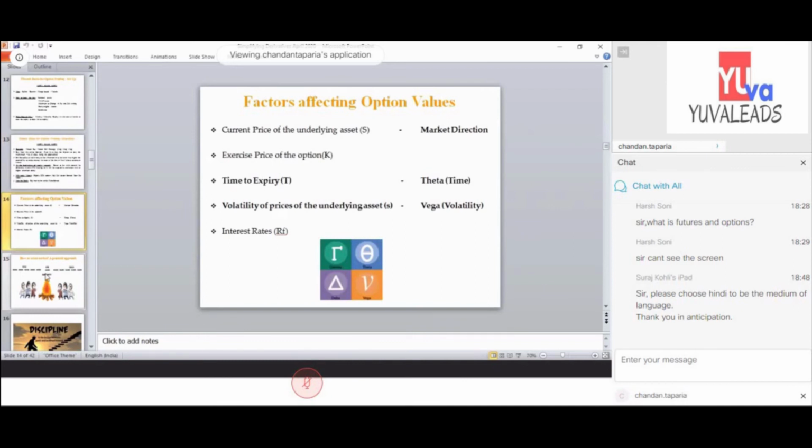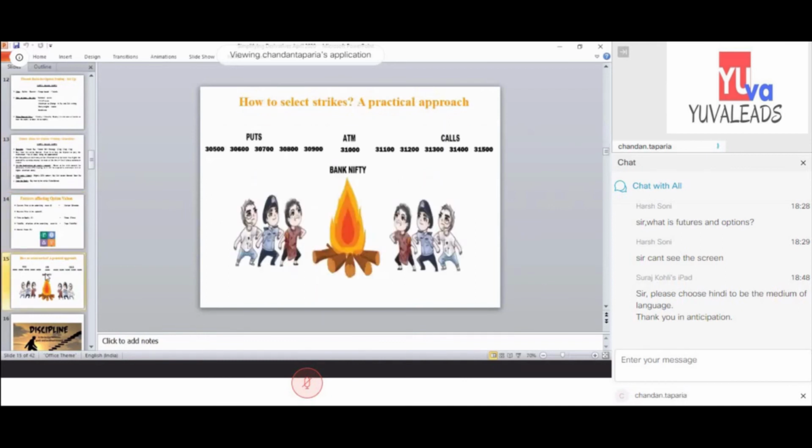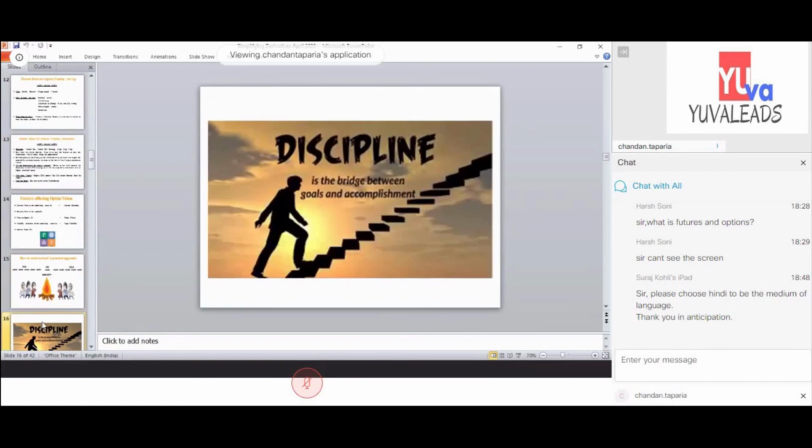Now, this is an example, from the previous PPT I'm opening here. The levels are different, but the conclusion is that when you're buying options, you should buy nearby strikes, which have more delta, or 0.5 delta. But when you are selling options, you should sell out of the money strikes, which have comparatively lower delta.